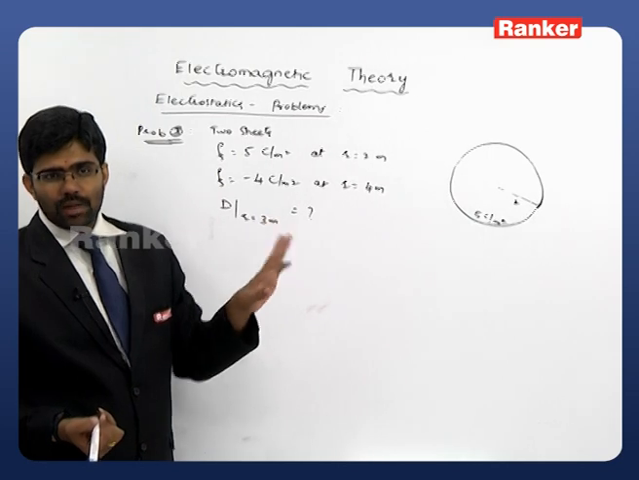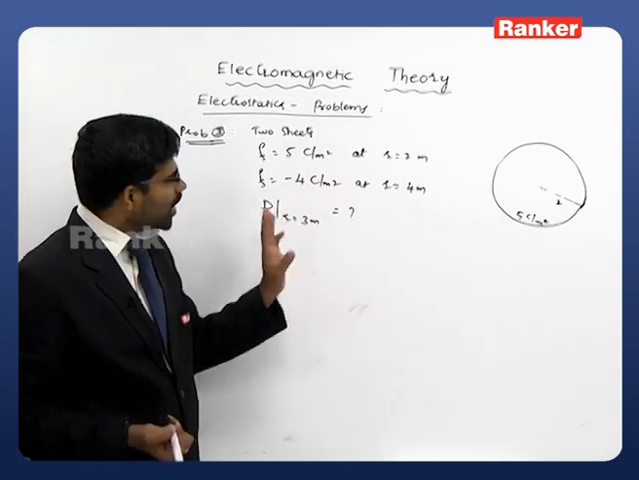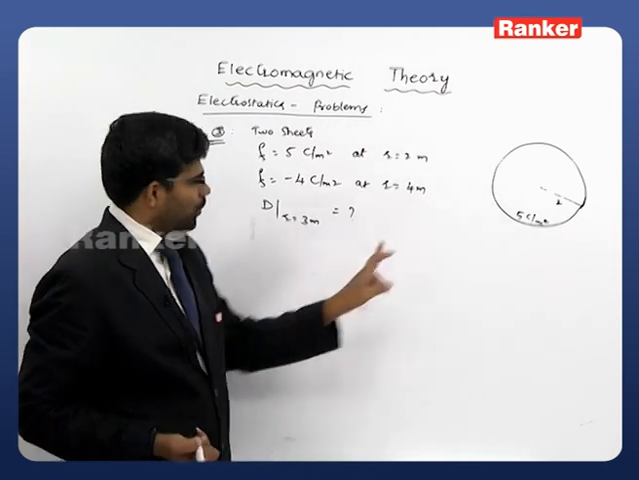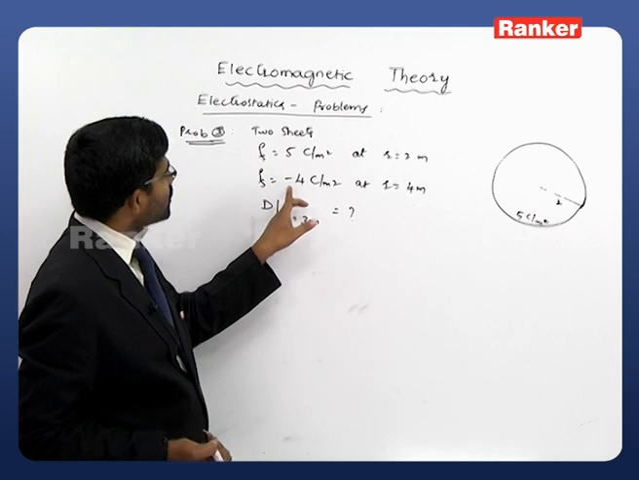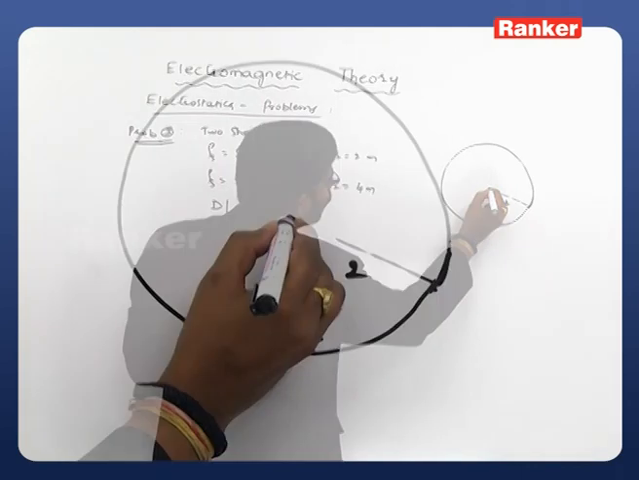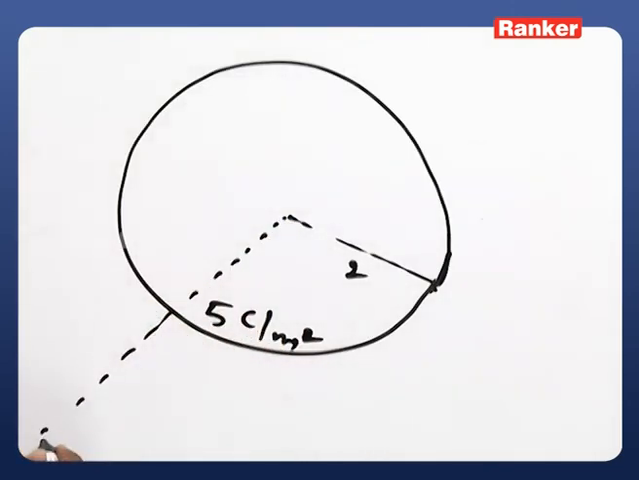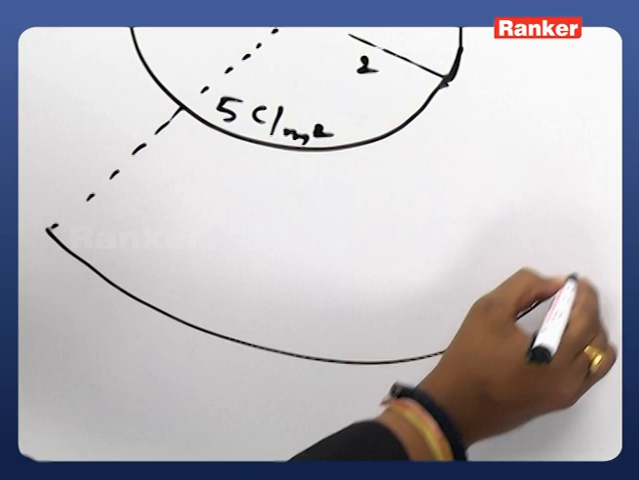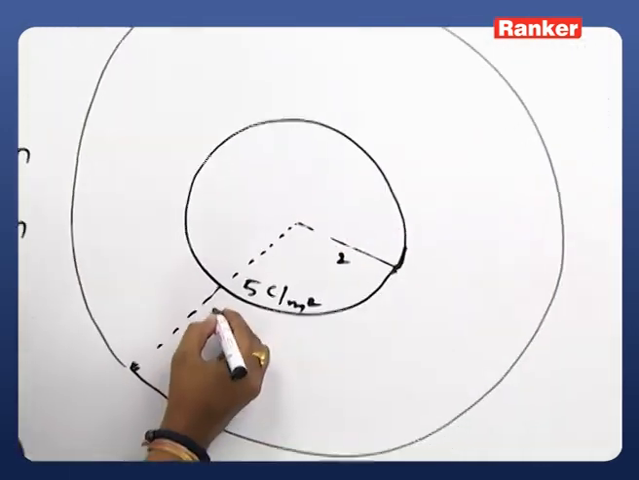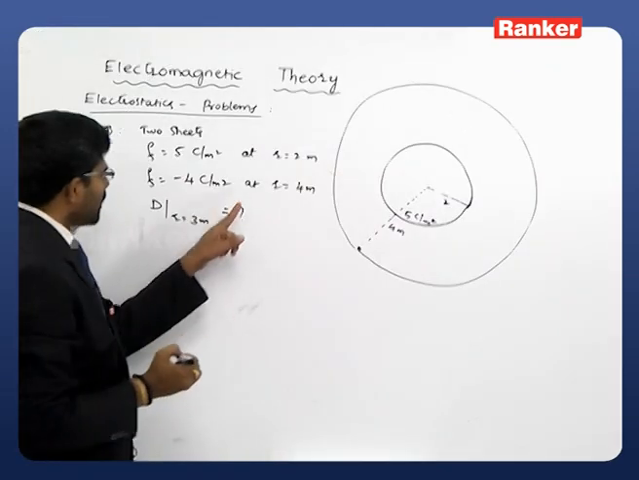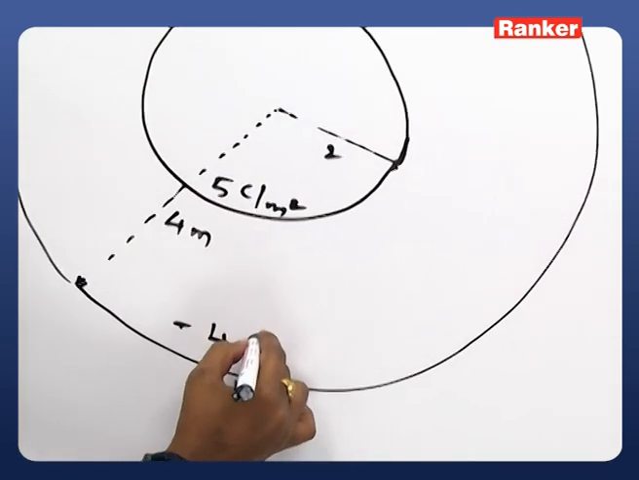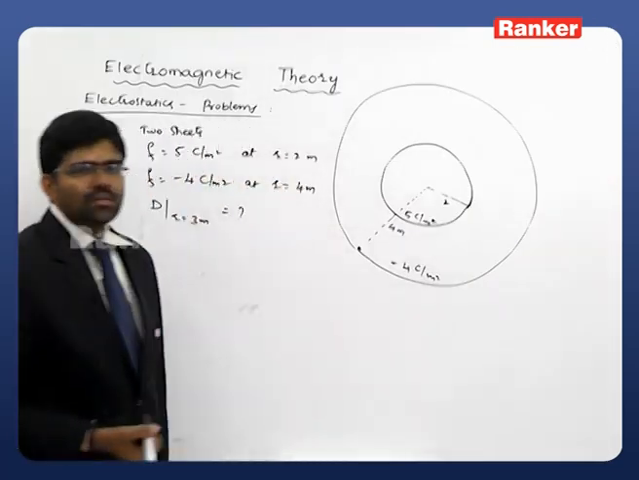The sheet length was not given. Do not bother about the sheet length. For some time just take the cross sectional view from the top side. Now, it is 5 coulomb per meter square. Next, one more cylindrical sheet was placed at r is equals to 4 meter. So, the radius of this particular cylindrical sheet is now 4 meter. So, let us take a 4 meter radius cylindrical sheet and on that one the charge is uniformly distributed with this quantity minus 4 coulomb per meter square.